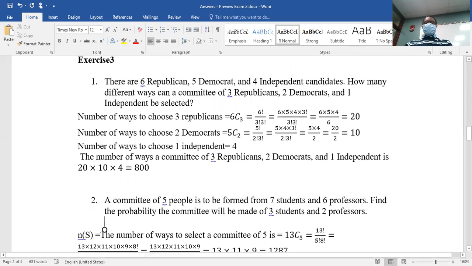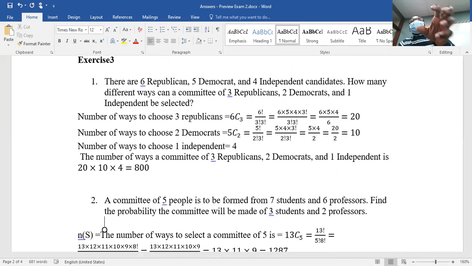Here, this committee is made of 6 people. I could tell you that 6 people are randomly selected. What is the probability that they will be made of 3 Republicans, 2 Democrats, and 1 independent? You will just do the total number of possibilities is 15 combination 6. And then we do 800 divided by 15 combination 6.